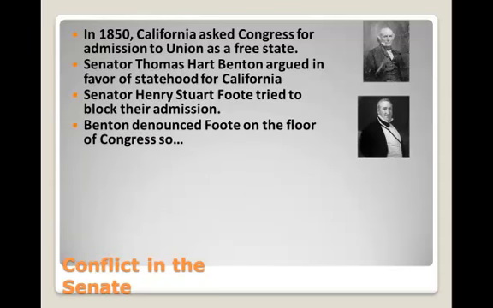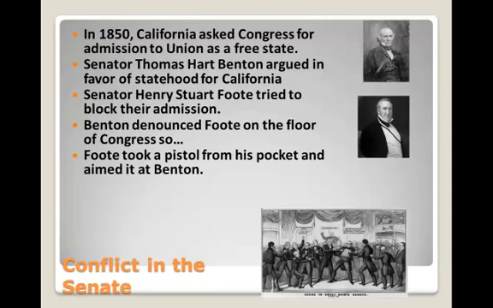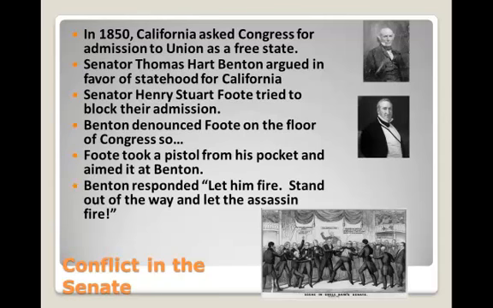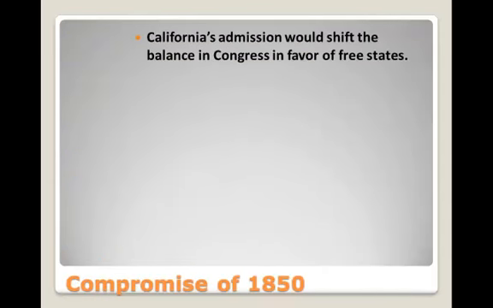Benton denounced Foote on the floor of Congress, so Foote took a pistol from his pocket, marched across the Senate floor, and aimed it at Benton. Well, Benton pulled a Dirty Harry moment for the young kids. That's an old Clint Eastwood movie, make my day kind of thing. And he said, "Let him fire. Stand out of the way and let the assassin fire." So emotions were running really high over the issue of slavery and over the issue of whether California should come in as a free or a slave state.